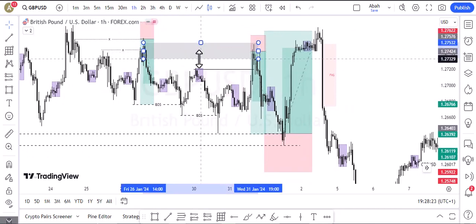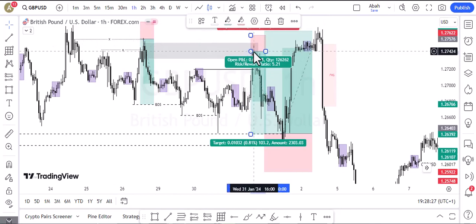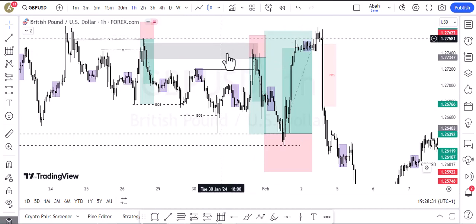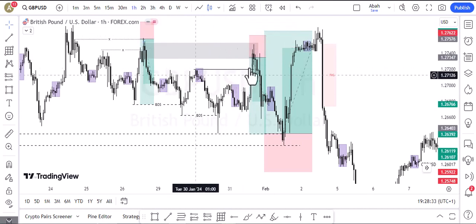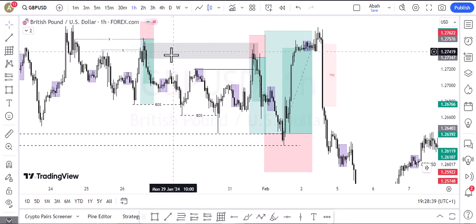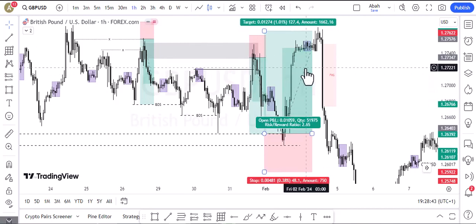Let's say you are the type that doesn't refine your order block. This will probably be your order block. This will have been a 1:3 point something. You get what I'm trying to say? Just playing off of this. This is the model 2 setup. This is the model 1 setup. This buy is the model 1 setup.